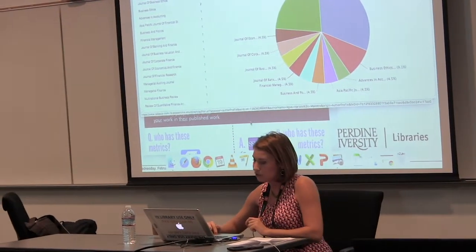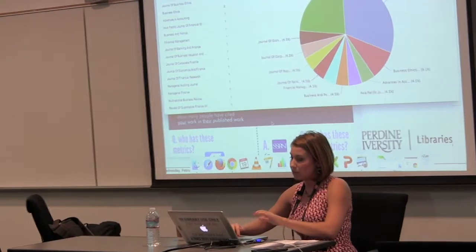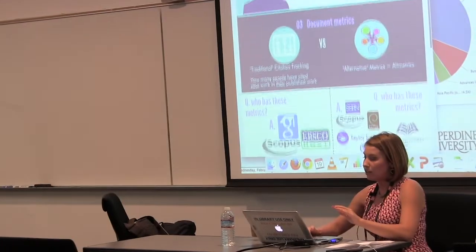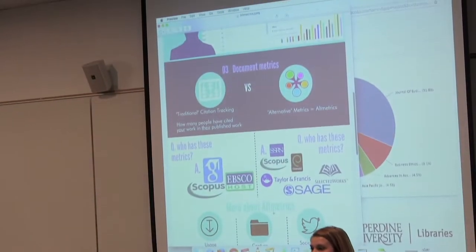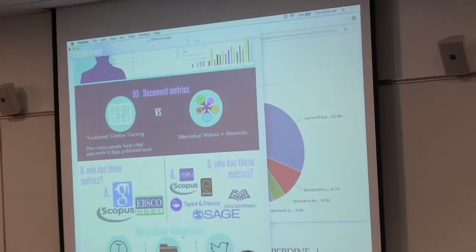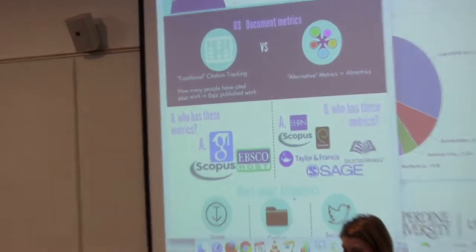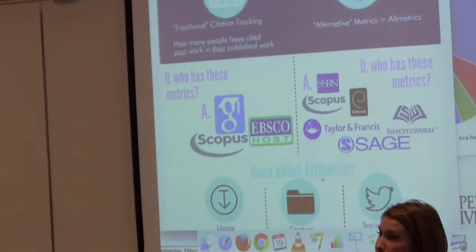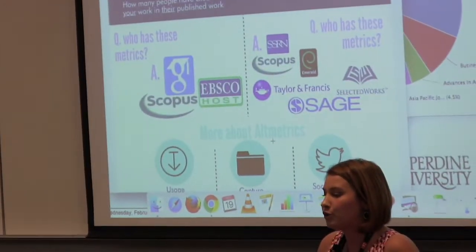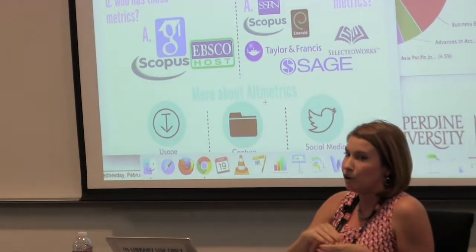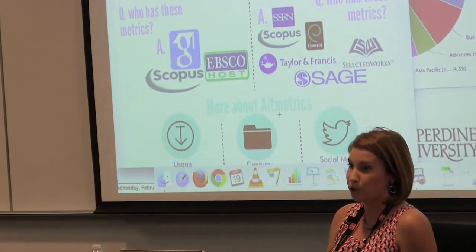Let's see. And so I mentioned documents. Moving away from the profile and the person, you can look at the metrics for one document. Maybe you're curious about a specific article. There are two ways to look up documents. You can do traditional or alternative. So traditional is citation tracking. How many people have mentioned your work in their published work?